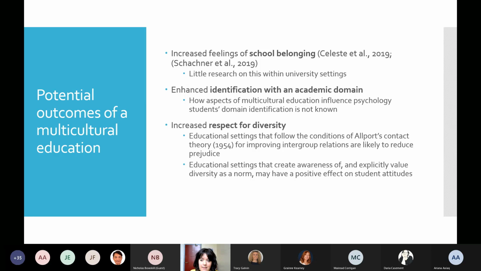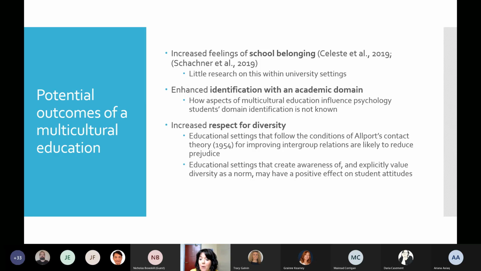And we chose 3 for this particular study. So firstly, there is a large body of research that provides evidence for how multicultural education can lead to increased school belonging. And we go by the definition that this is about how valued, supported and accepted students feel in their school social environment, very like the mattering that was mentioned earlier.